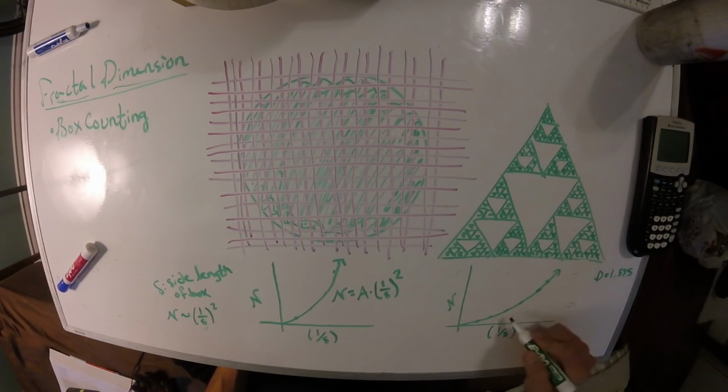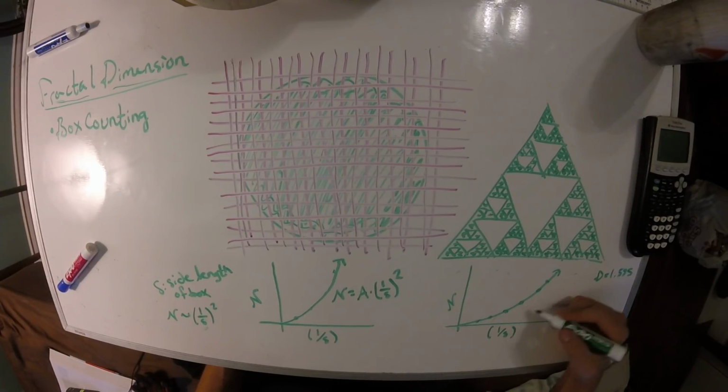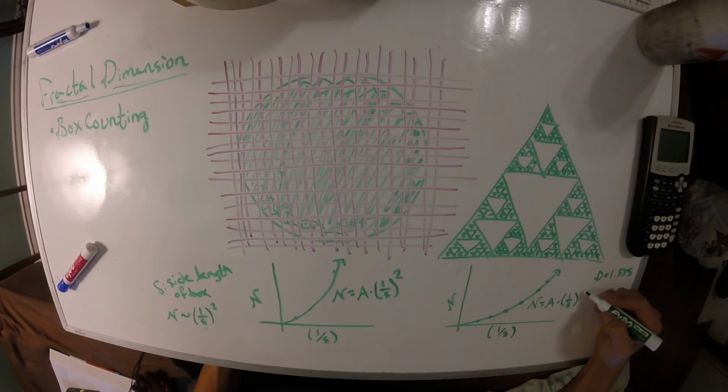This is a line that you fit to a bunch of dots. And this line should be generated by the equation n is equal to some a times 1 over s, to the dimension 1.585.